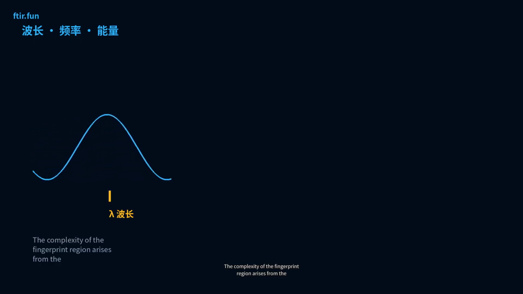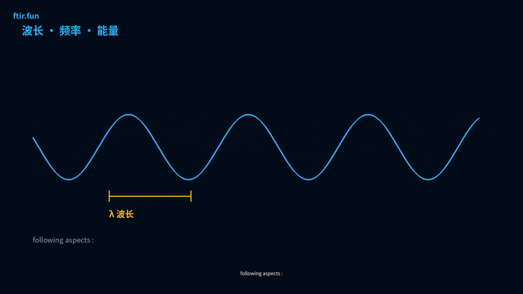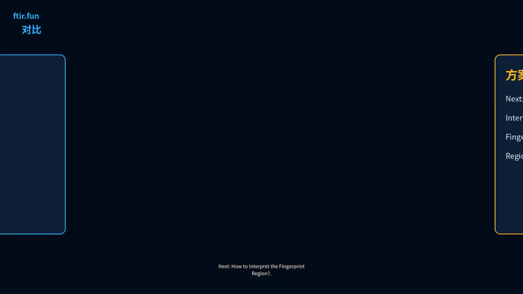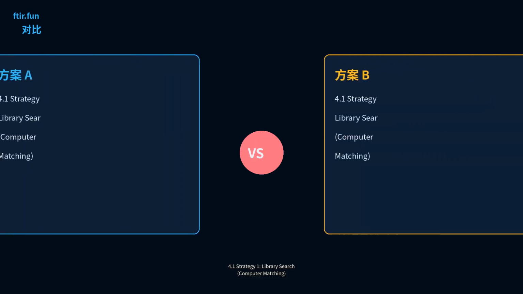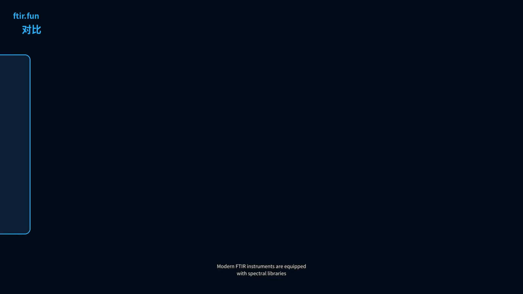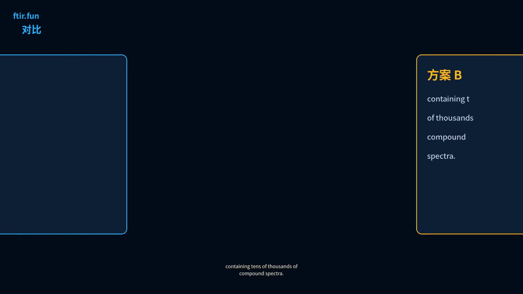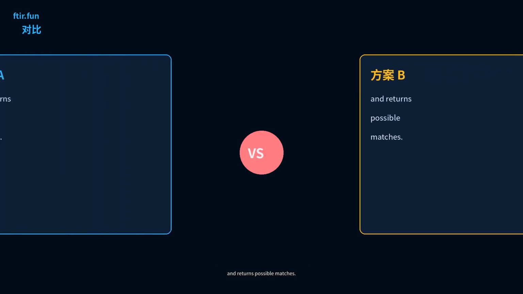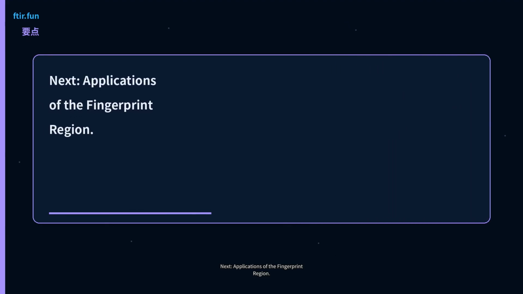Next, why is the fingerprint region so complex? The complexity of the fingerprint region arises from the following aspects. Bending vibrations are concentrated here. Next, how to interpret the fingerprint region. Strategy 1: library search, computer matching. Modern IR instruments are equipped with spectral libraries containing tens of thousands of compound spectra. The computer compares the measured spectrum against the library and returns possible matches.